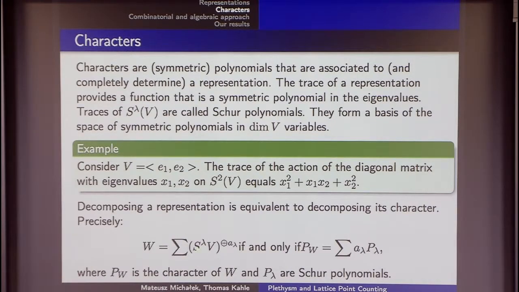Why are we interested in characters? Because decomposing a representation into irreducible components is just the same as writing the character in terms of Schur polynomials with coefficients, because they form a basis, everything is clear. So what is our aim now? Our aim now is, of course, to understand the character of Plethysm, and later to decompose it in terms of Schur functors.